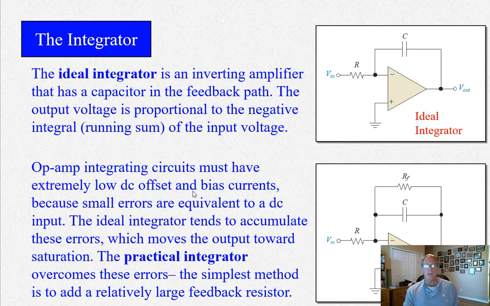So for a practical integrator, a real one, if you look back at this ideal one, what if there is a little bit of current going in here, or maybe an imbalance in these input bias currents? Well, that could be a problem, and that would result, even if you have 0 volts on Vn, in this capacitor still charging because there's a small voltage here, right? So we don't want that to happen.